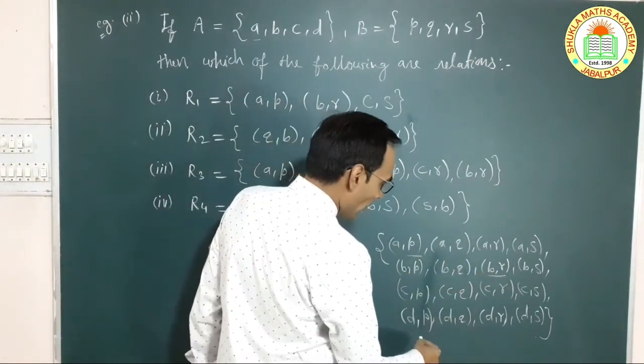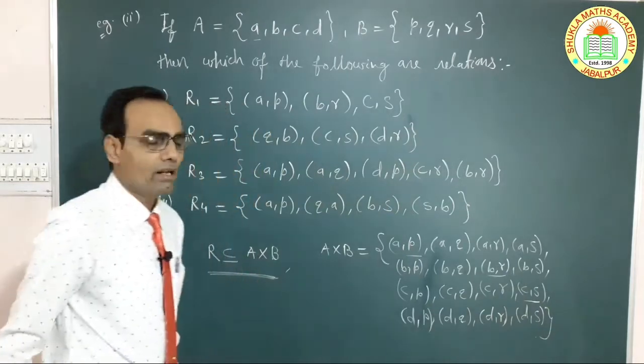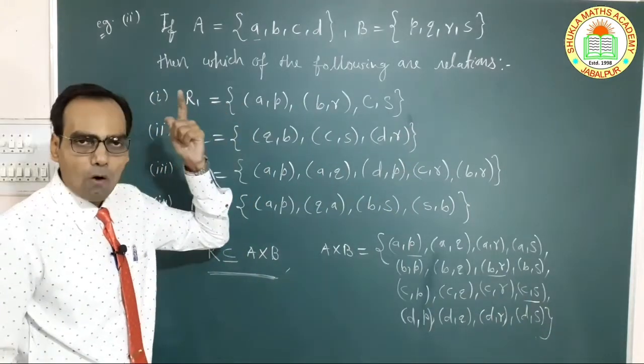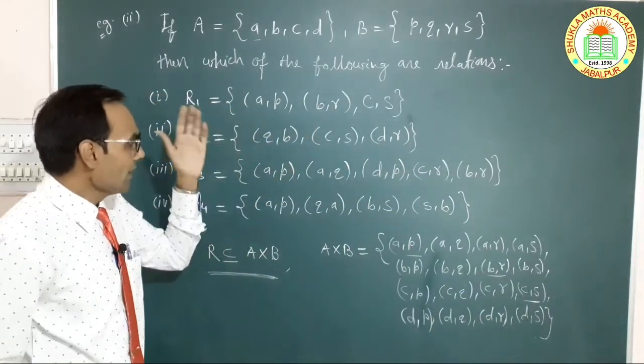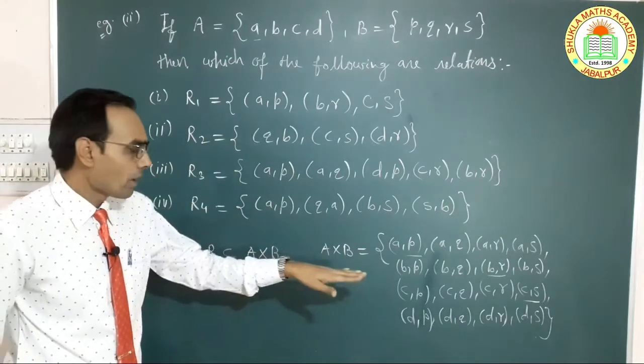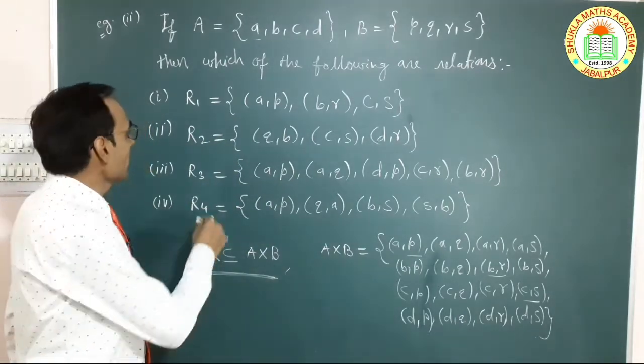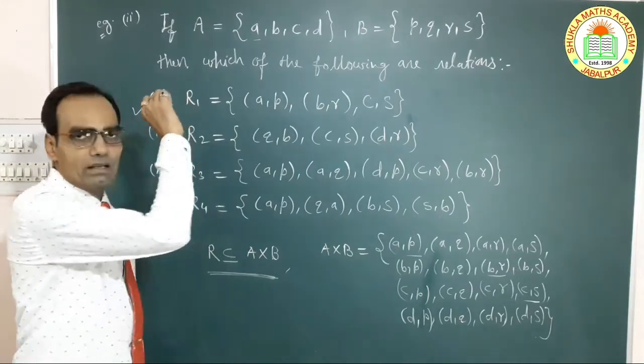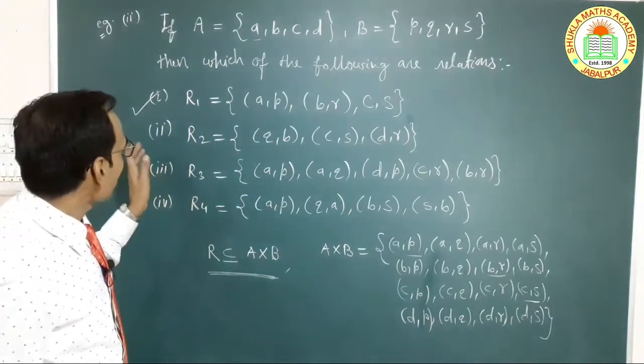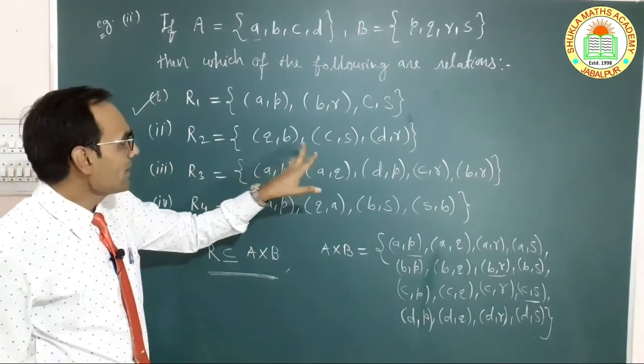Is CS here or not? Yes. So clearly all the elements, meaning the ordered pairs of R1, are also elements of A cross B. So we can say that the first one is a relation. Now the second one is R2: QB, CS and DR.